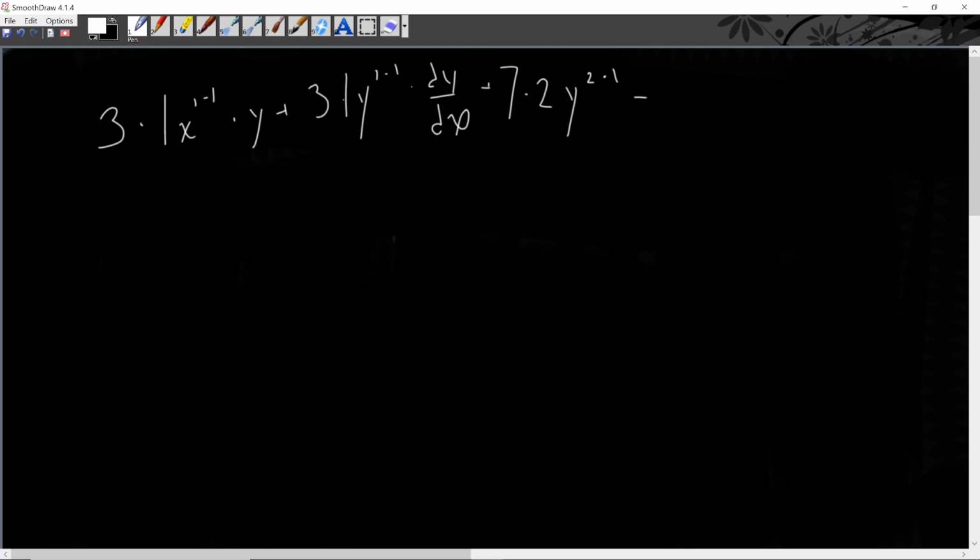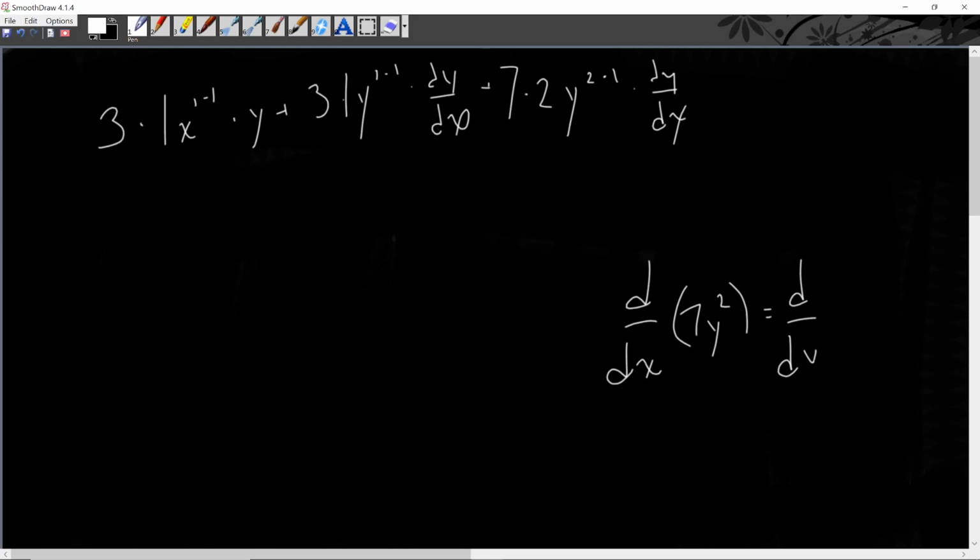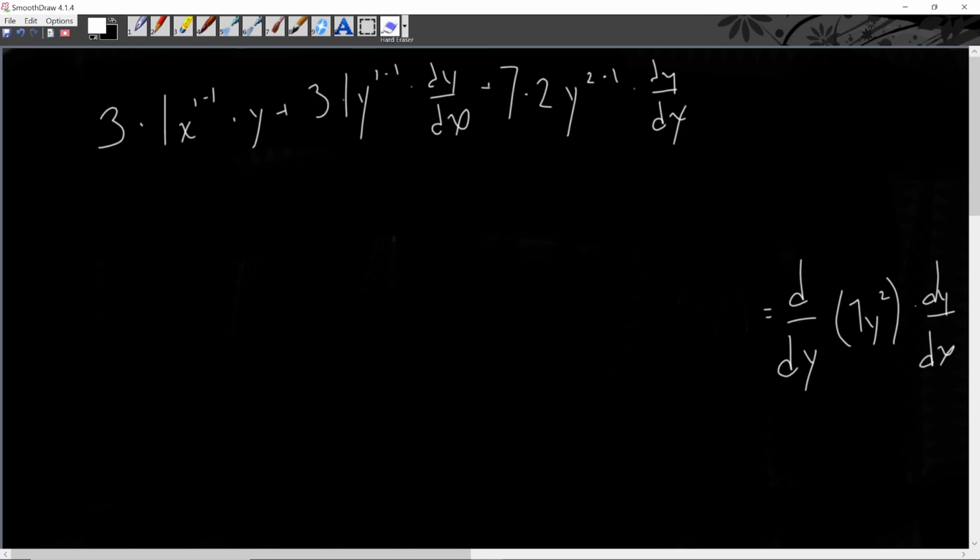And then almost forgot the most important part. That'll be multiplied by dy dx. And that, of course, means that the derivative of 7y squared with respect to x is the same as the derivative of 7y squared with respect to y times dy dx, being some arbitrary derivative of y with respect to x, which we are trying to find.